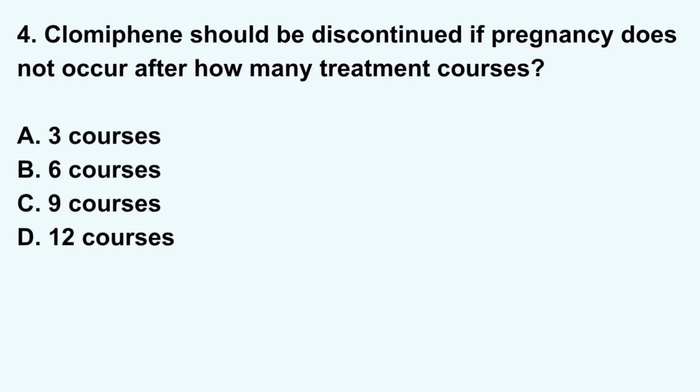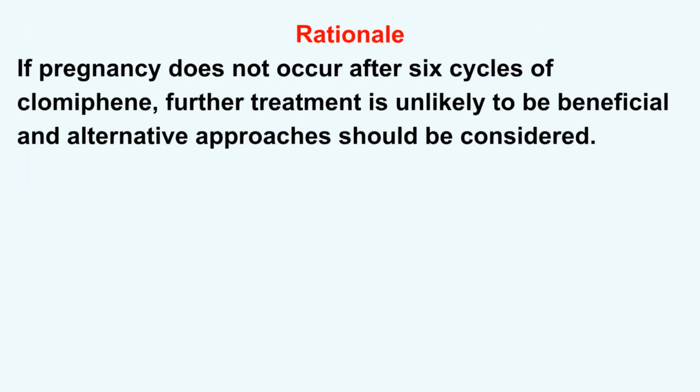Clomiphene should be discontinued if pregnancy does not occur after how many treatment courses? A. 3 courses. B. 6 courses. C. 9 courses. D. 12 courses. Correct answer is B. 6 courses. If pregnancy does not occur after 6 cycles of clomiphene, further treatment is unlikely to be beneficial and alternative approaches should be considered.